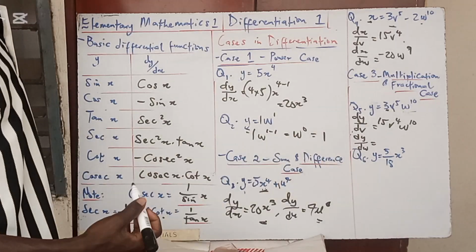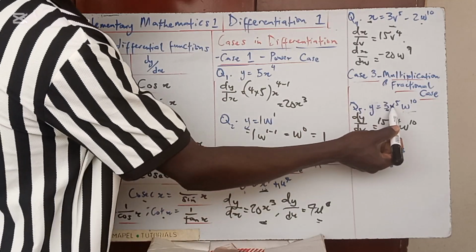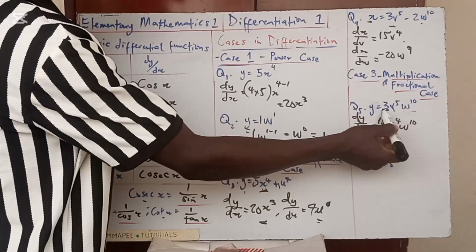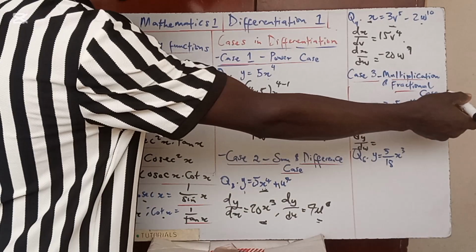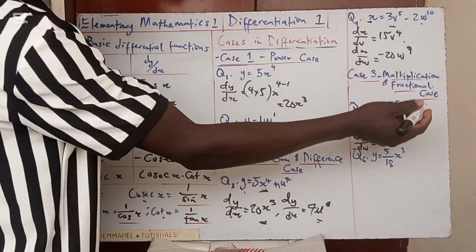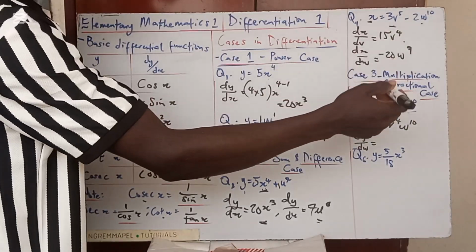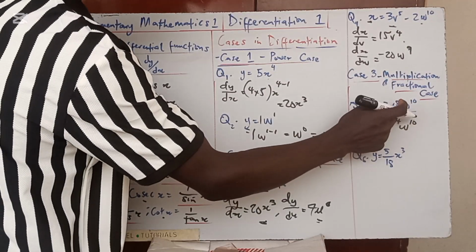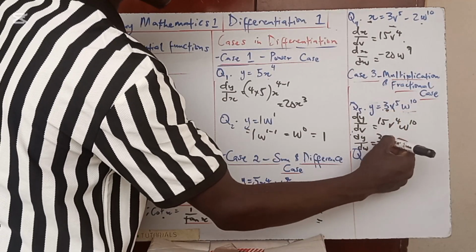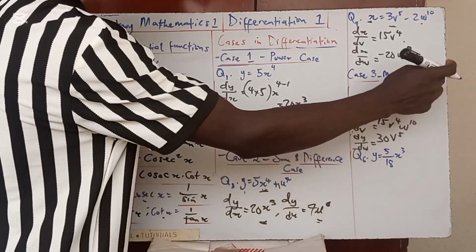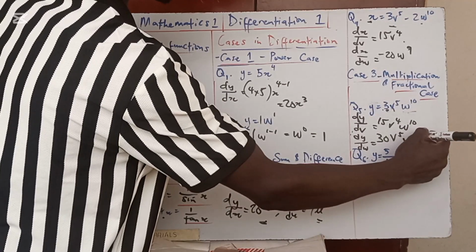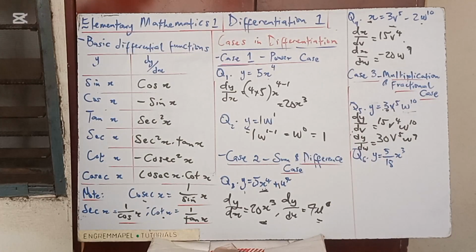Now dy dw will be what? Since I said this 3 is for both of them, so this 10 will multiply this 3, it will give us 30. Then 30w raised to power what? 9. 10 minus 1. But you need to write this v raised to power 5 also in between. So what I'm doing now is going to be 30 v^5, then w raised to power 9. That's just it. It's as simple as that.